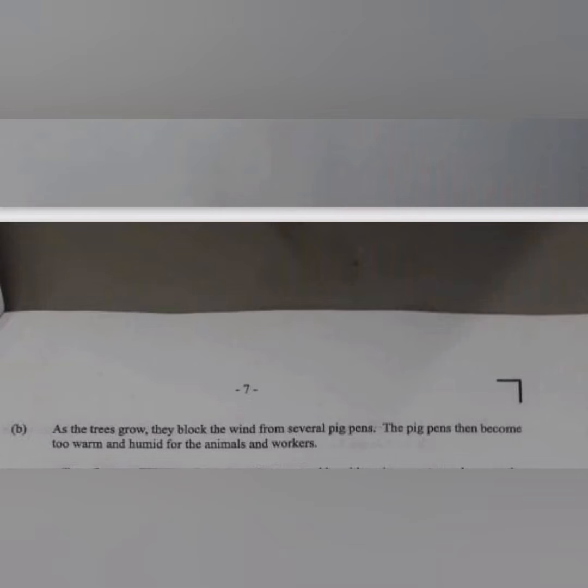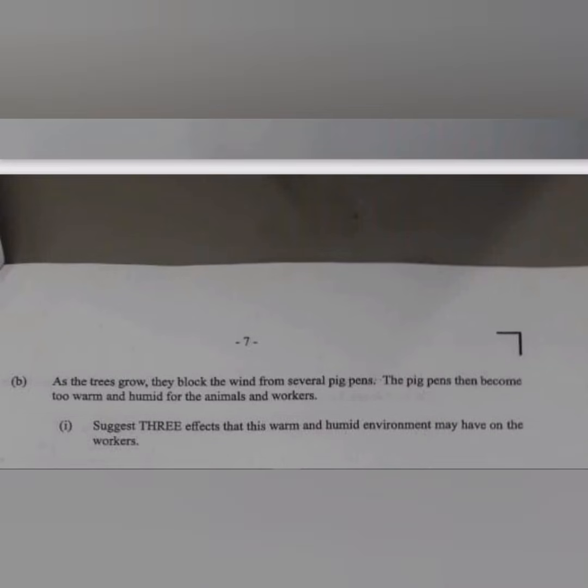The next question says, as the trees grow, they block the wind from several pig pens. The pig pens then become too warm and humid for the animals and workers. Suggest 3 effects that this warm and humid environment may have on the workers.